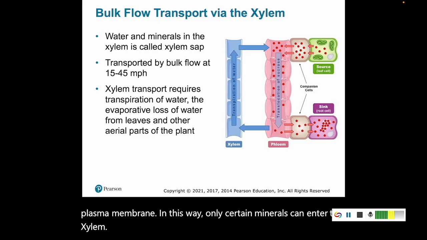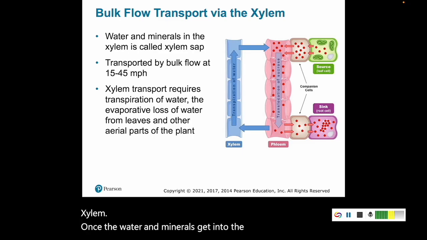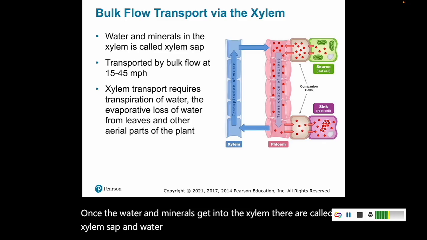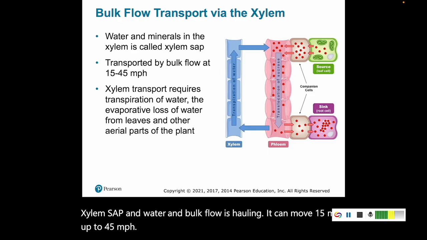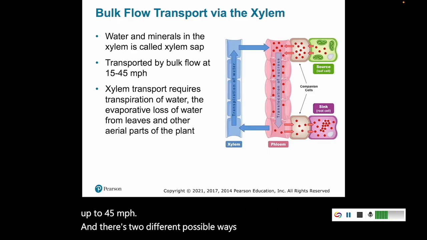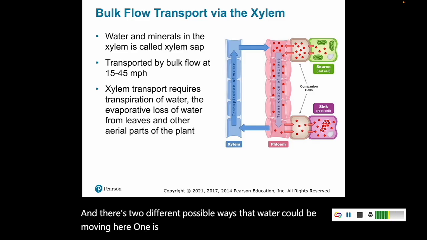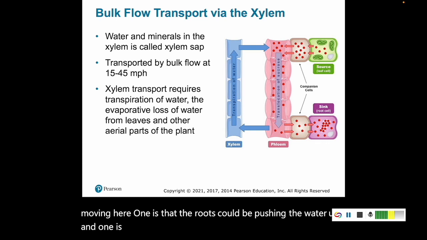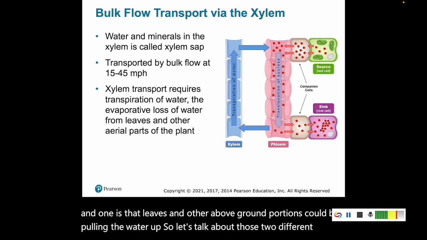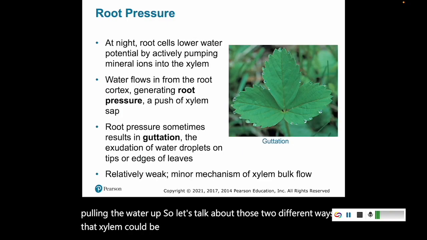Once the water and minerals get into the xylem, they're called xylem sap, and water in bulk flow is hauling. It can move 15 miles per hour up to 45 miles per hour. And there are two different possible ways that water could be moving here. One is that the roots could be pushing the water up, and one is that leaves and other above-ground portions could be pulling the water up. So let's talk about those two different ways that xylem could be transporting water.